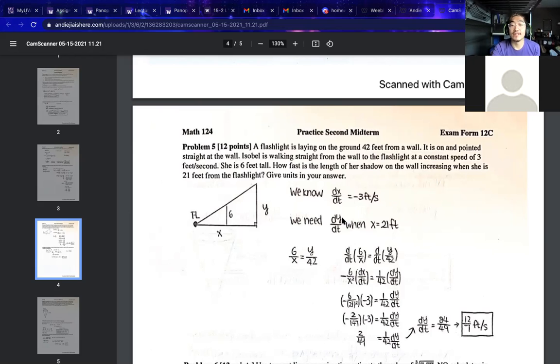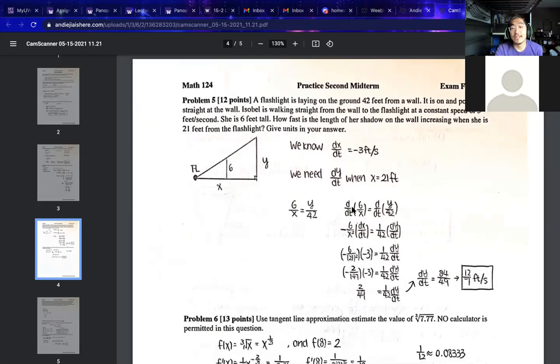And we need dy/dt. Her shadow on the wall is y. How is the shadow changing when x is 21? This is a right triangle, so we have a ratio: 6 over x equals y over 42.